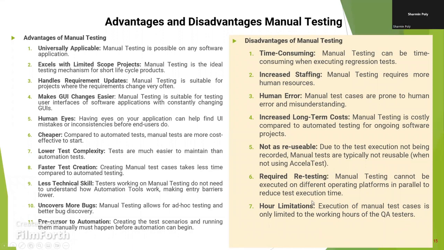Yeah, because overnight, automation can run. Someone can execute it manually overnight, but you have to pay for it, right? But with an automation script, you don't need that. You just click run on the script and then go and sleep. So these are the disadvantages of manual testing.